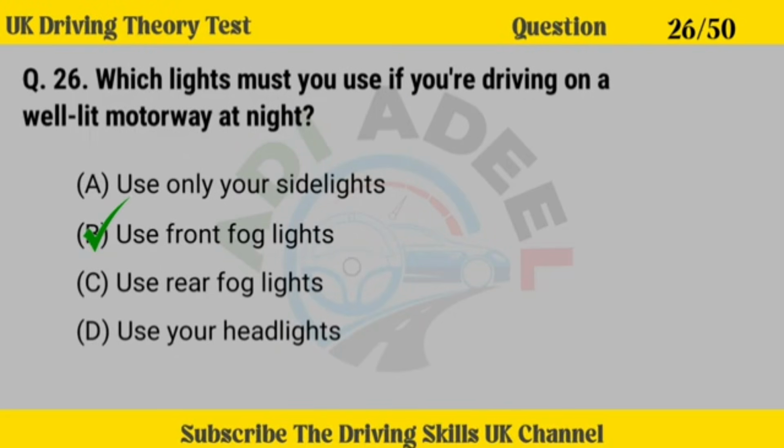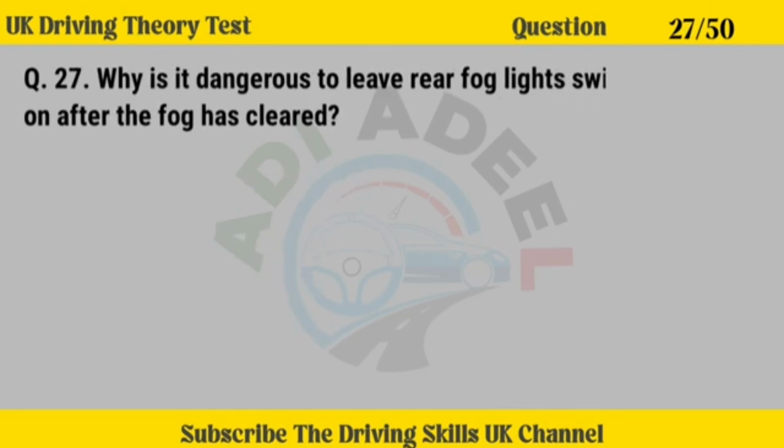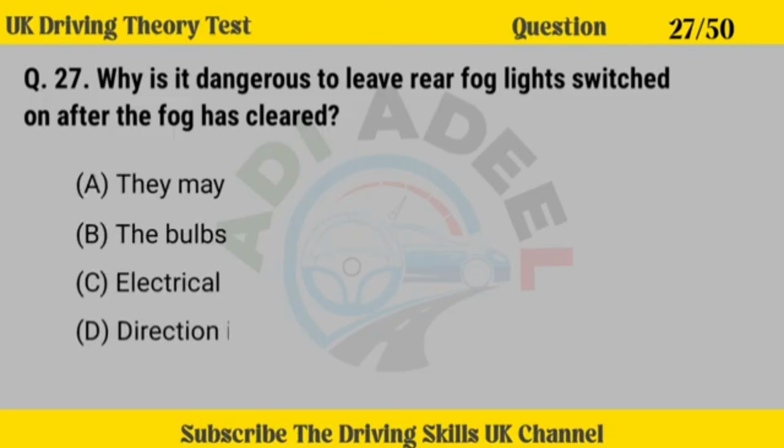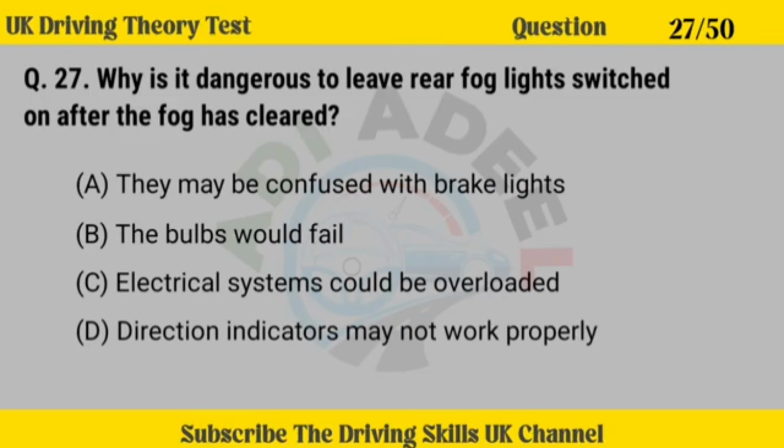The right answer is D. Use your headlights. Question 27. Why is it dangerous to leave rear fog lights switched on after the fog has cleared? A. They may be confused with brake lights. B. The bulbs would fail. C. Electrical systems could be overloaded. D. Direction indicators may not work properly.